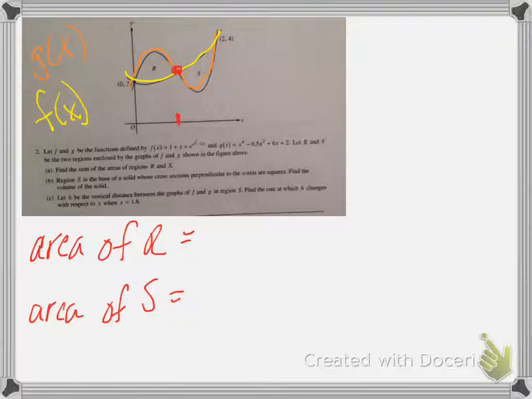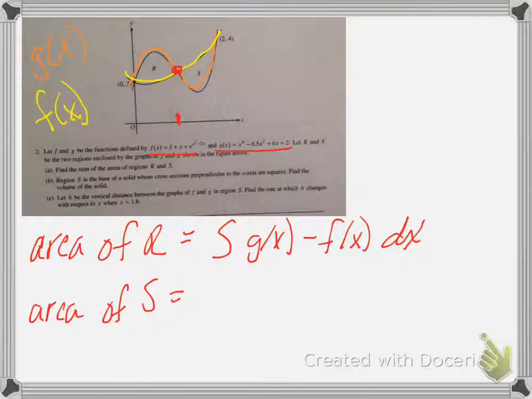Okay, so the area of R is going to be the top function minus the bottom function. So we have the integral of the top function, which is g of x, that's the orange, minus the yellow function, which is f of x dx. Now you could actually write out the entire functions if you want. It's just kind of annoying. Okay, the only thing is that you need your integral limits now. So we know it goes from 0 to something. That something will be the x value right here.